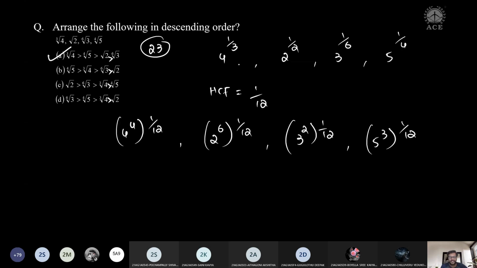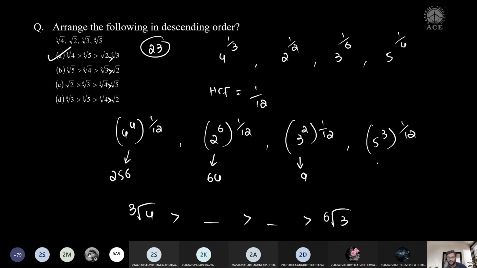Largest is this. 5 cube is 125. This is largest, so we need 3^4 at the first, and the last, the least one, is nothing but 3^(1/6), which means the 6th root of 3. You can decide: this is 256^(1/12), this is 64, 9, this is 125. So it will come 5^(1/4) here, and the square root of 2 here. Option A is correct, my dear friends.